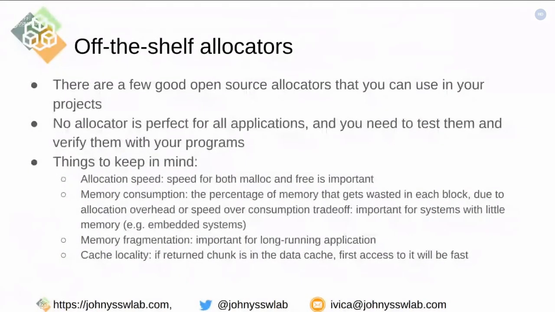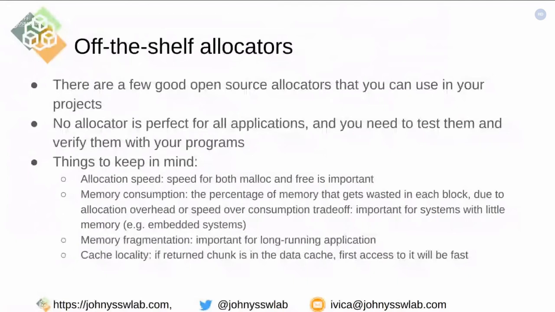Now, what you do have are off-the-shelf allocators. There are allocators that come as libraries, and there are several very good open source allocators that you can use in your own projects if malloc and free is not fast enough for you, or your program is suffering from memory fragmentation, or your program uses too much memory and maybe you want to decrease it. You can decrease the memory consumption by changing the allocator, because each allocator has some overhead which will consume more memory. No allocator is perfect for all applications. You need to test them and verify them with your own programs, because there is actually no way to test an allocator, as there is not a benchmark that is suitable for all possible cases.